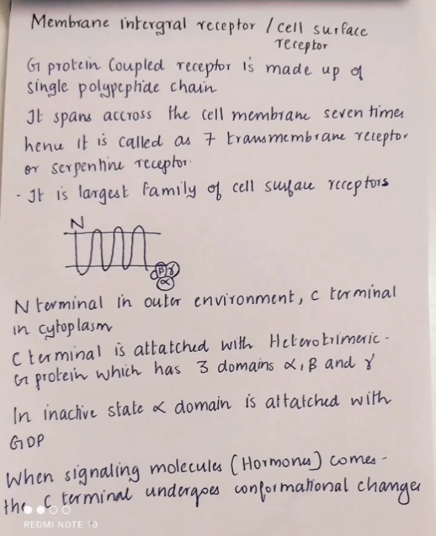G protein coupled receptor is an example for a membrane integral receptor or cell surface receptor. It is made up of a single polypeptide chain.